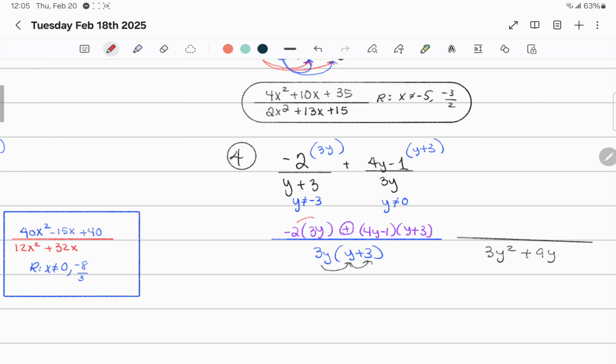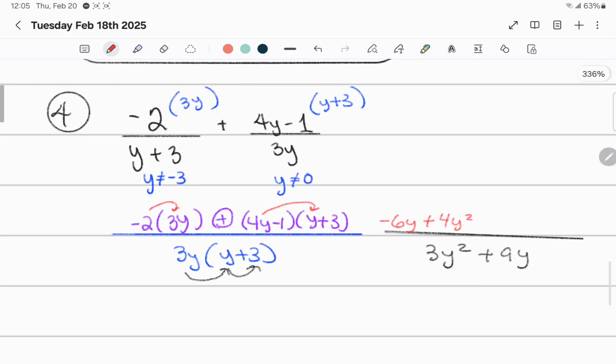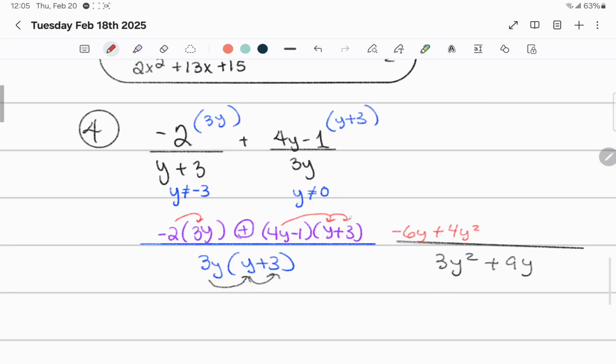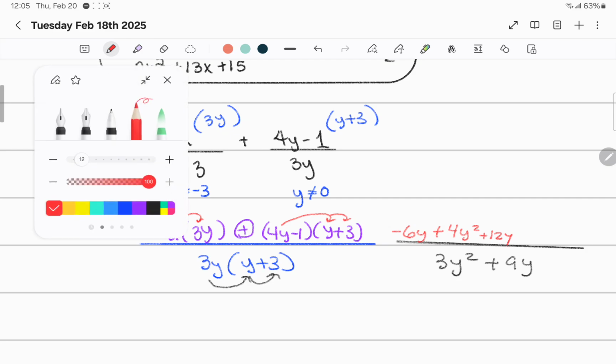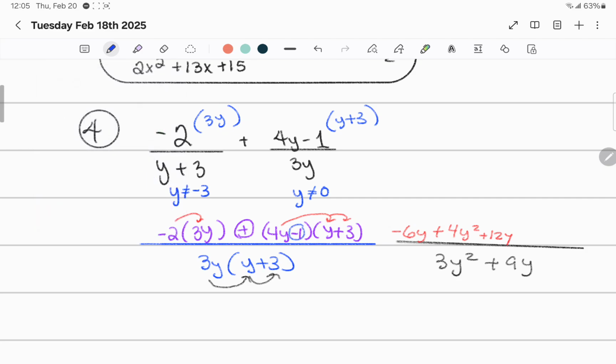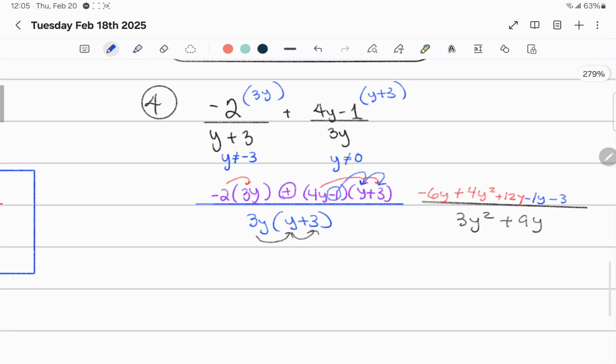For the top, -2 times 3, that's -6y, plus, and then we've got 4y times y, that's 4y squared, because they both have y's. 4y times 3 would be positive 12y. Next we have -1 times y, that's -1y, and -1 times 3, that's -3. Okay, now final process here to clean it up.